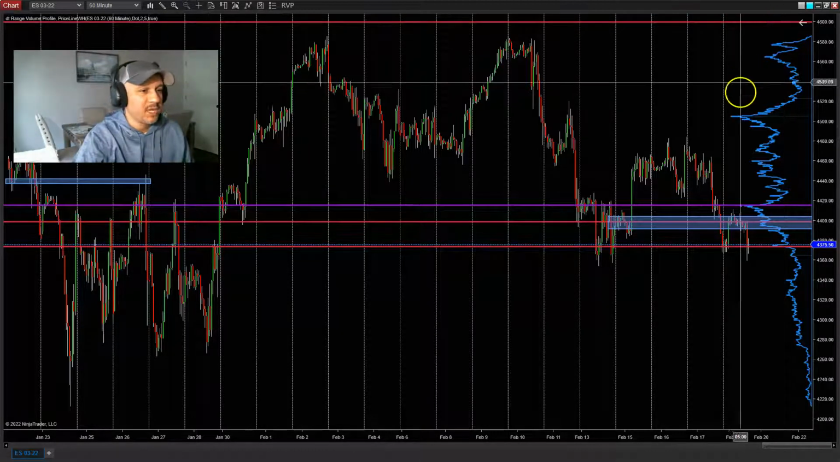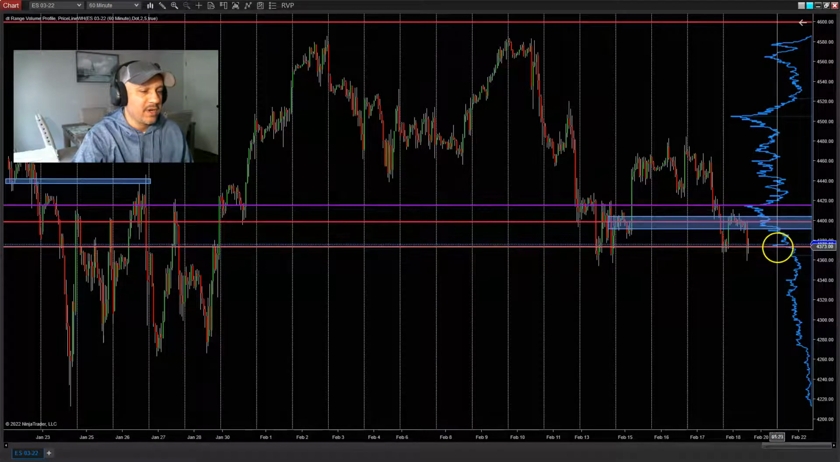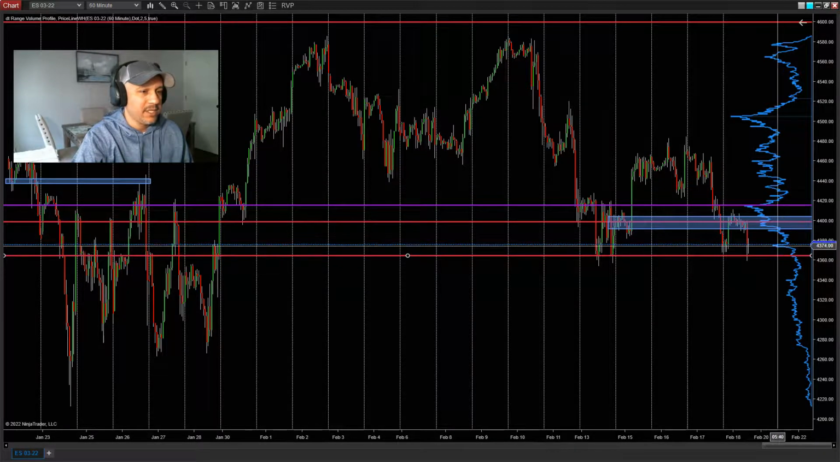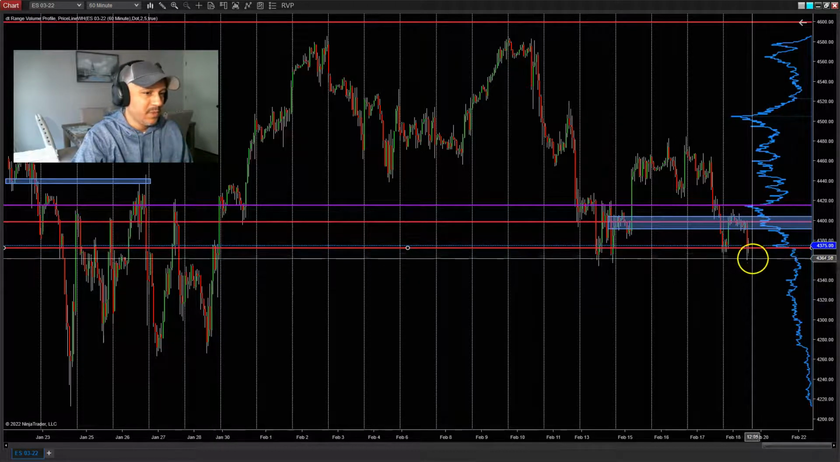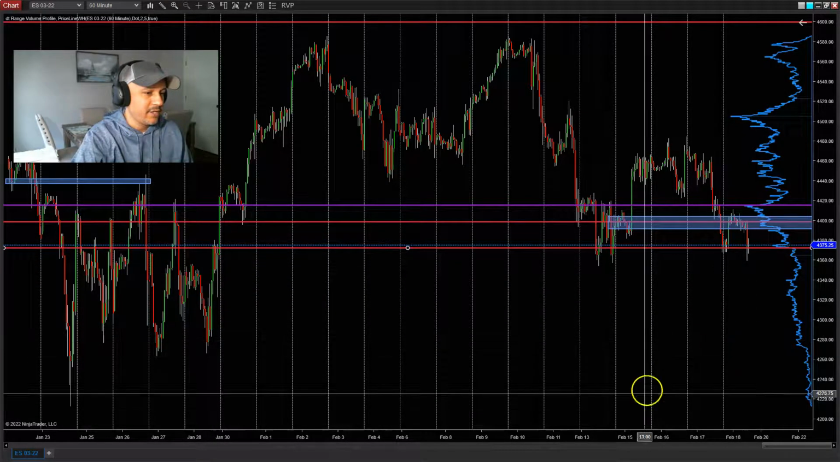So there's a strong possibility, you see this high volume node right here, that price could break below this area, meaning that it could break below, move into this low volume area, and start testing lower areas of volume.